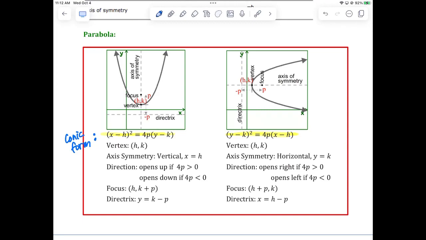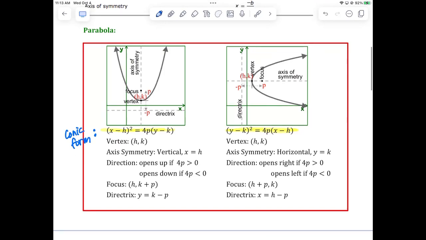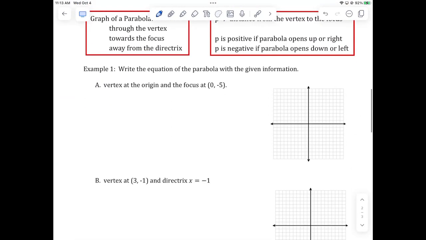If p is positive, of course, it opens to the right or up. If p is negative, it opens to the left or down. So these are the only two things that we need to concern ourselves with: isolating the squared piece, getting the vertex, and finding p. Okay? Let's see if we can do that. Instead of being given information, let's see if we can do it by either writing an equation or graphing it the same way. So here's example 1.